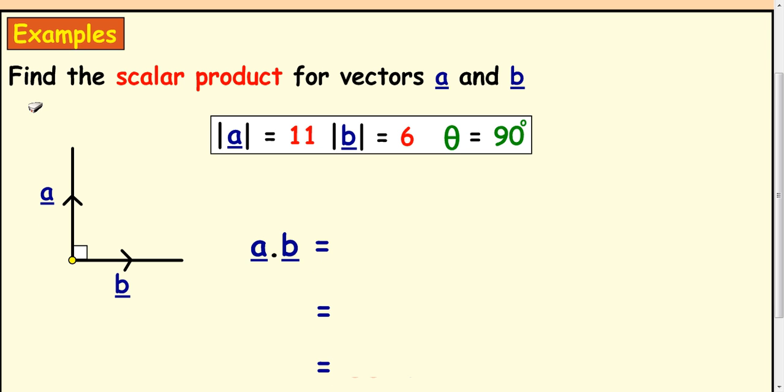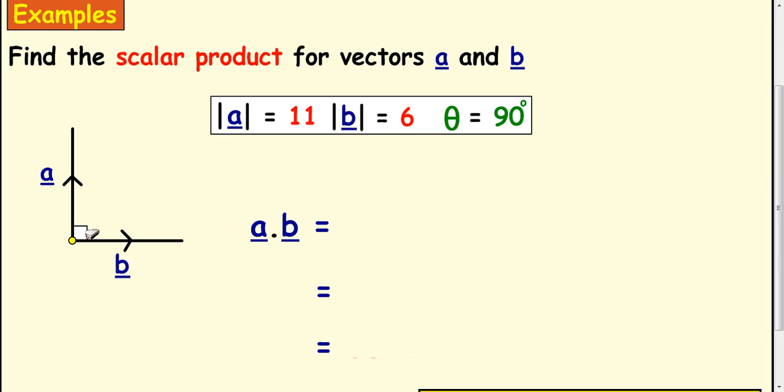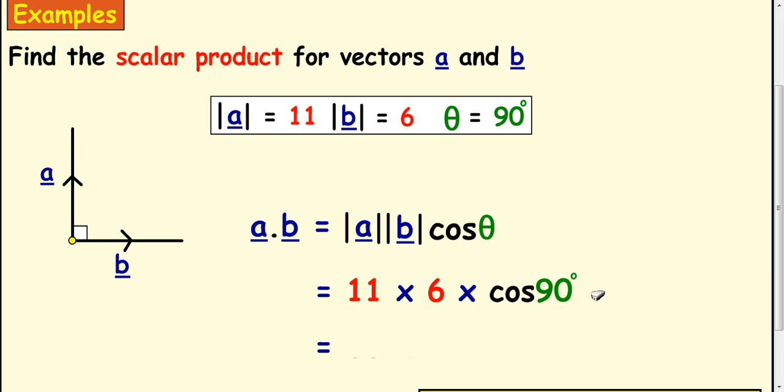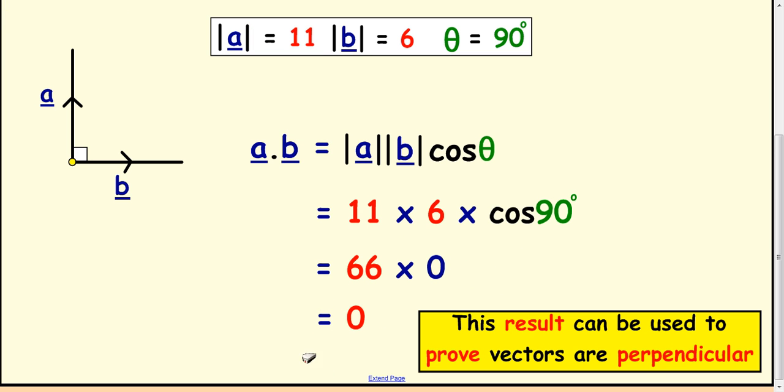And finally, last example, find the scalar product for vectors a and b. Magnitude of a is 11, magnitude of b is 6, and in this case theta is 90 degrees. Two vectors are pointing away from each other, so we can use the formula as it is. It's going to be 11 times 6 times cos of 90. Now the cos of 90 is just 0, so you're going to have 66 times 0, and that comes out to be 0.